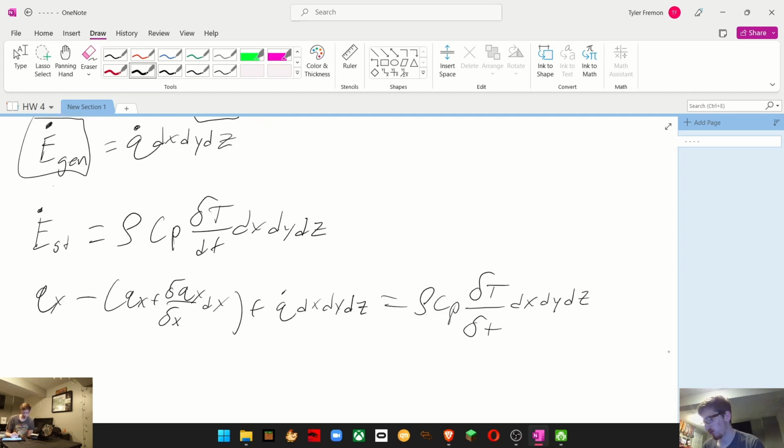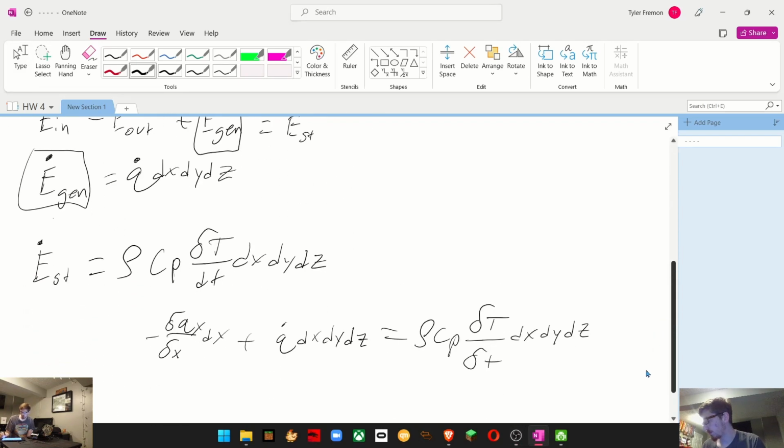And we can go ahead and just simplify this a bit. These q sub x's will cancel. This becomes a negative. And we're left with this expression here. And then from here, we need some sort of expression or formula for this q sub x to solve for the total equation.